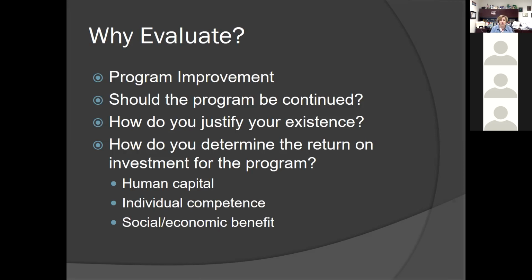And then also determining the return on investment. This is something we don't get a lot into, but probably will be looking at in the future, especially if we get any state or private dollars. We have to show that return on investment for those stakeholders, both in human capital, in individual competency, and then the social and the economic benefit of the programs.